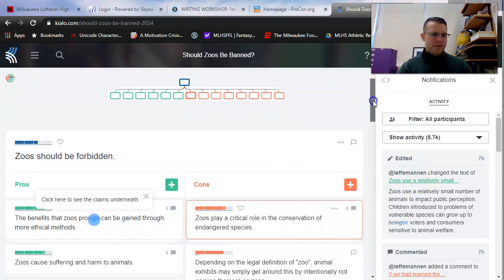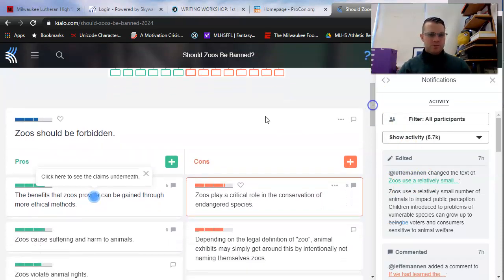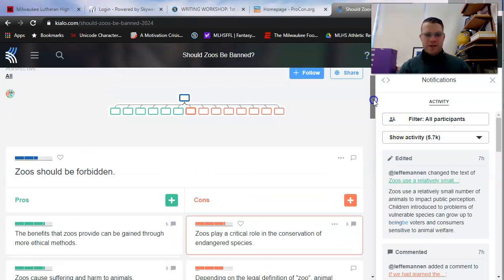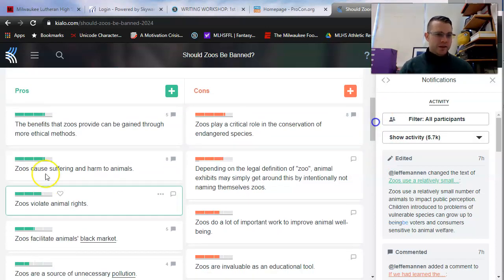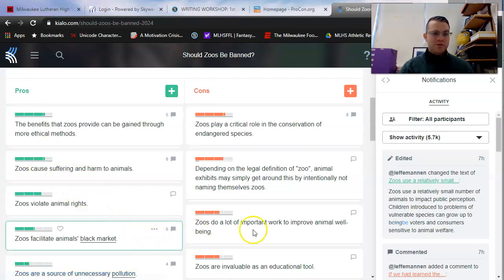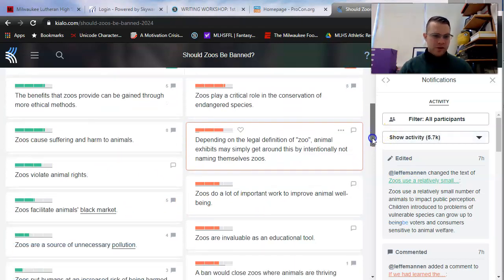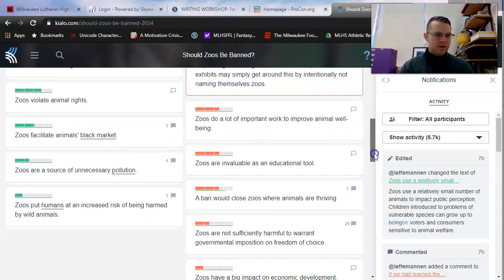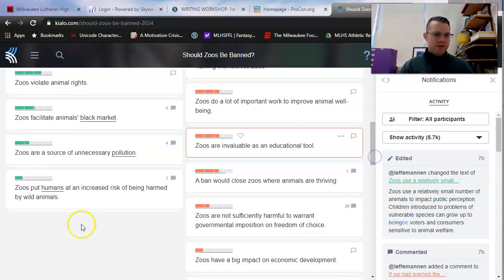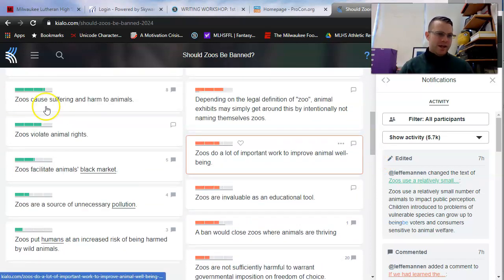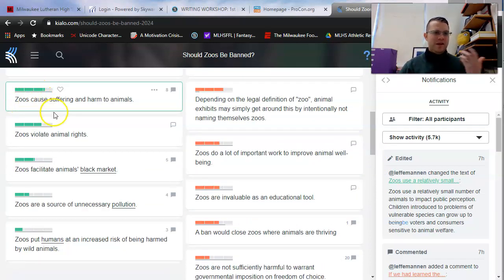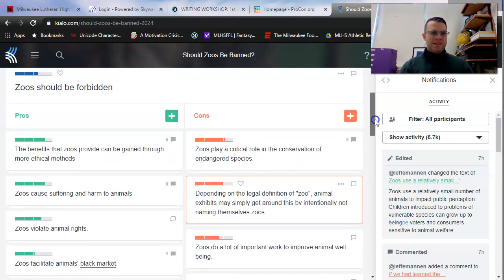So the basic debate, the basic claim is that zoos should be forbidden. So pros are arguing yes, they should be forbidden. Cons are arguing that no, they should not be forbidden. And we can look at that list. Some people argue that zoos are unethical, that they cause suffering and harm to animals, they violate animal rights. Zoos facilitate the black market, so illegal trafficking of animals. Zoos create pollution. They put humans at an increased risk of being harmed by wild animals. Notice the ones that have the bigger green bars are the ones that have been upvoted more. Same thing on the con side, right?